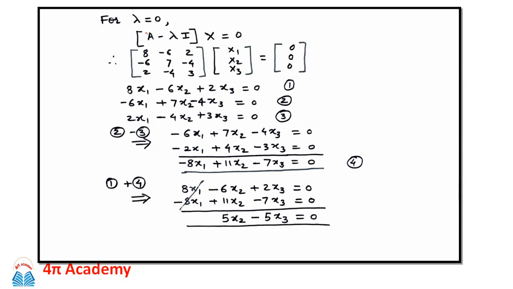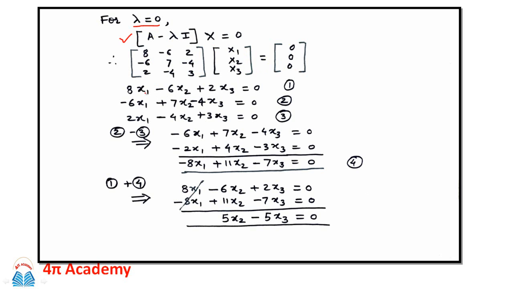So for lambda equal to 0, the characteristic equation, that is A minus lambda I, times X will be equal to 0. So for the first eigenvalue, that is lambda equal to 0, it will be again the same matrix, that is A. So it will be [8, -6, 2; -6, 7, -4; 2, -4, 3] times [x1; x2; x3]. These are our eigenvectors and it should be equal to 0. So it should satisfy this equation, and hence let us solve this equation.